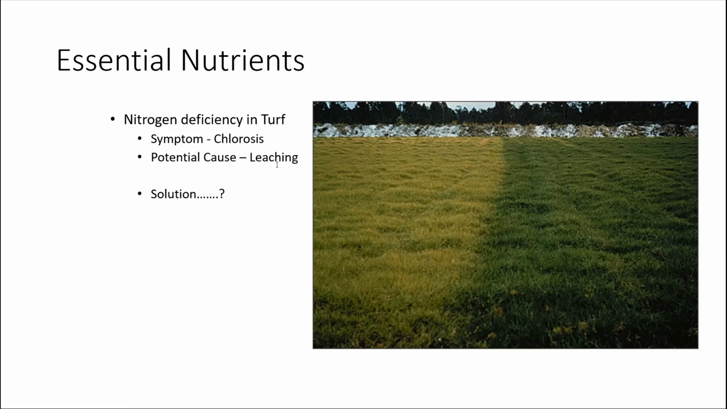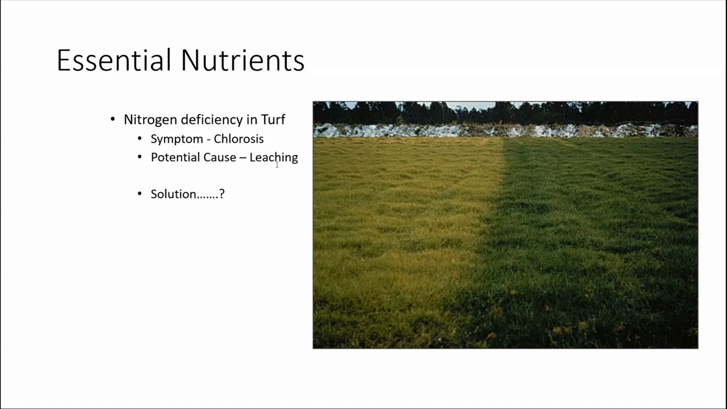Now, what is leaching? Leaching occurs when nutrients are pushed through the soil to a depth beyond the root zone, so that those available nutrients are no longer available to the plant because they aren't within reach of the roots. They aren't in contact with the roots. They're too deep. They've been leached below the plant's ability to utilize those nutrients.